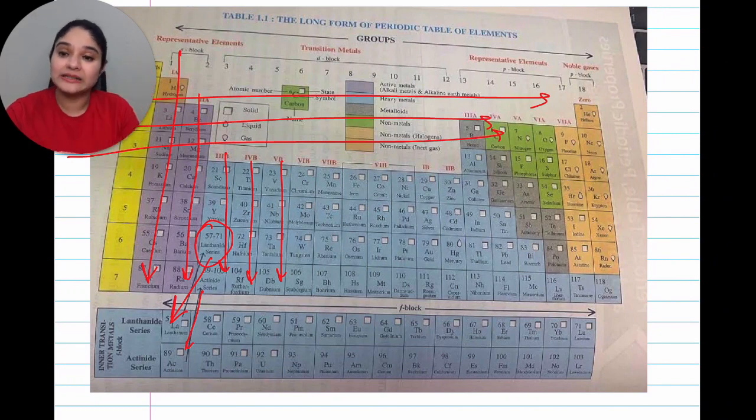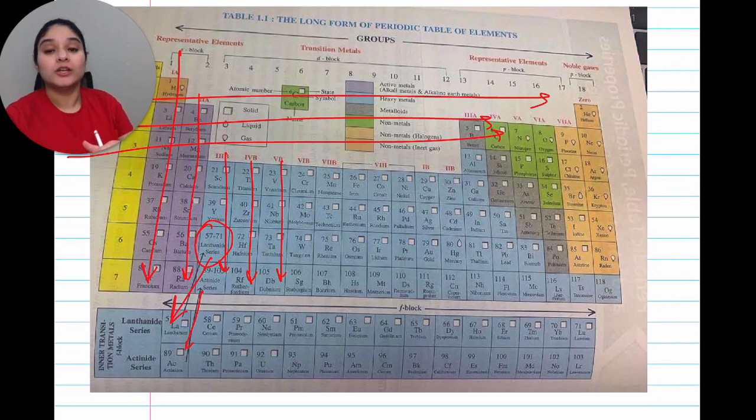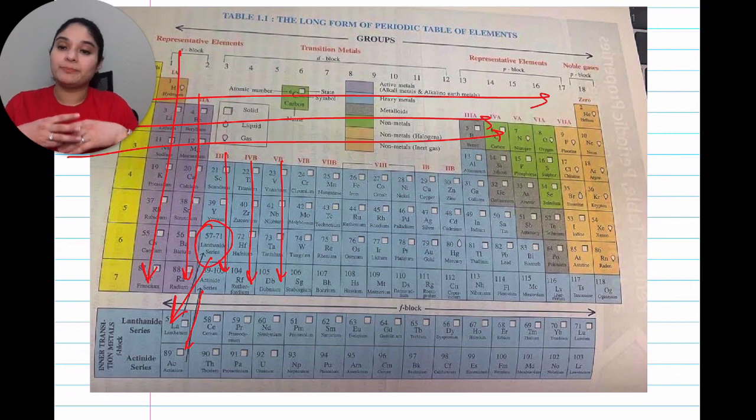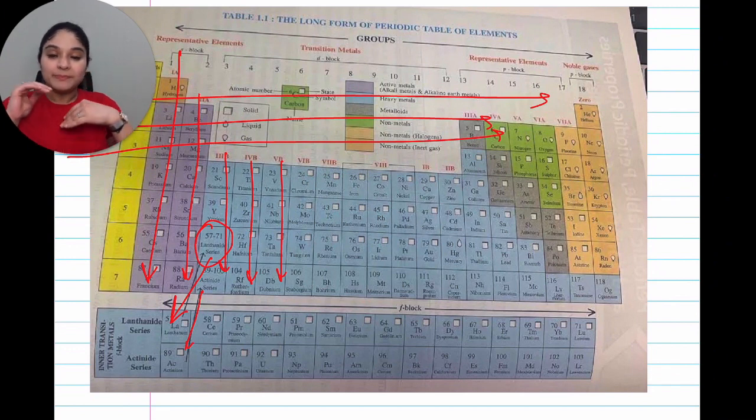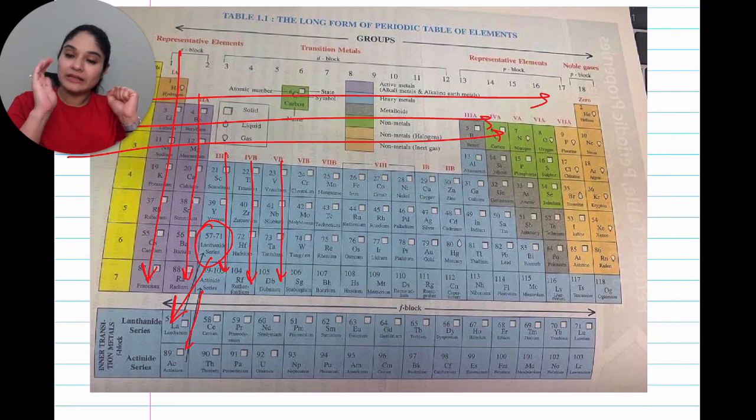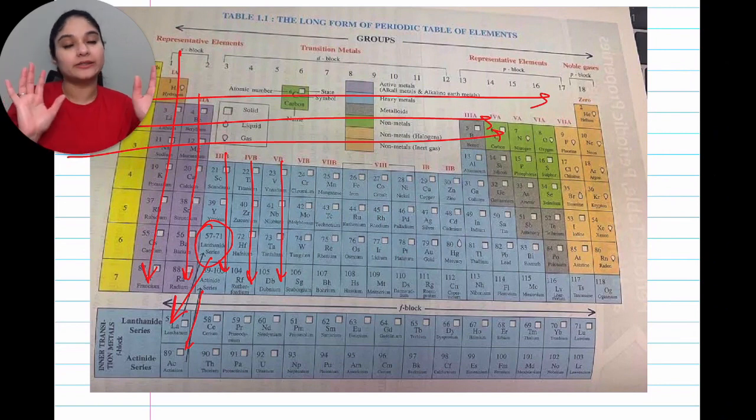Other than that, in this whole table, you just need to understand for 10th grade right now, whatever properties we discuss, whether, if you are going across a period, that property is increasing or decreasing or staying the same. And if you are coming down the group, what is the effect on the property? So you have to understand the pattern, how that particular property is behaving.